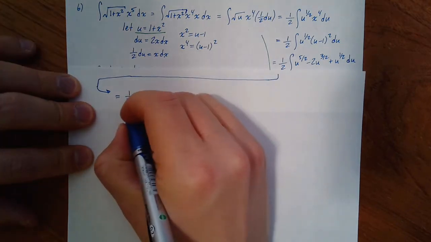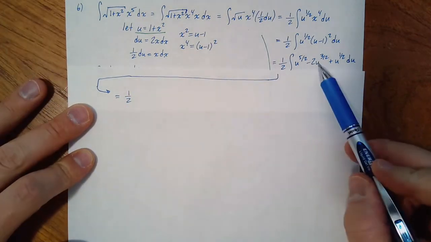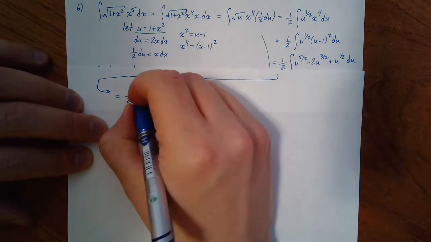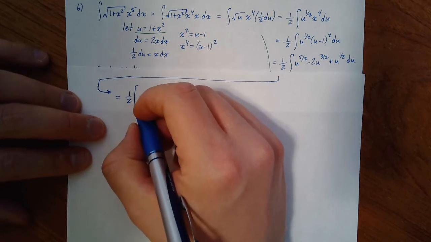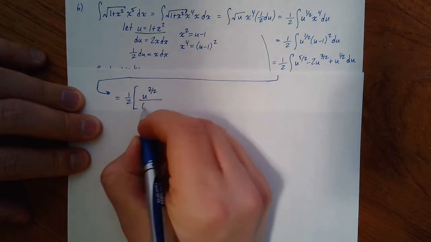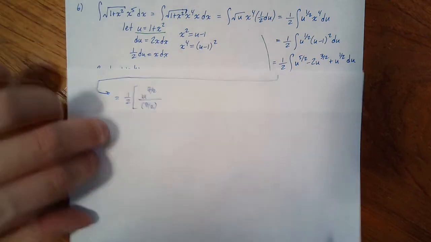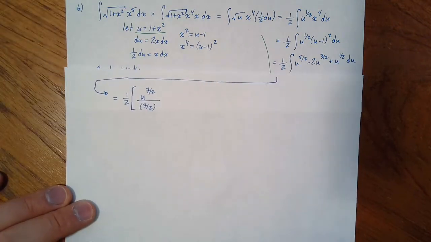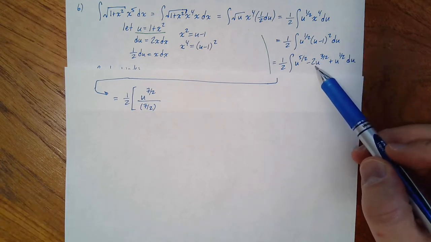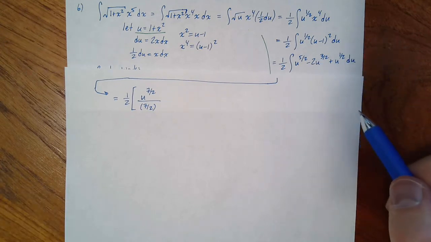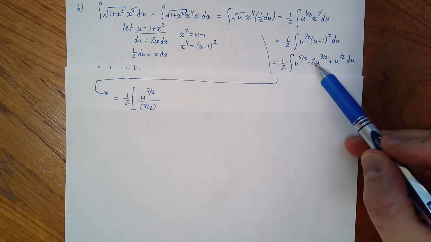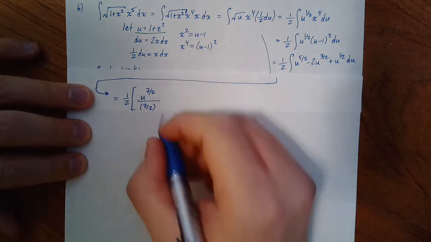We've got 1/2. Now we're going to do the power rule on each one of those terms. If I do the power rule on u to the 5/2, I'm going to get u to the 7/2 divided by 7/2. That's the power rule applied to u to the 5/2. Now for the 2u to the 3/2, that 2, remember constant multiples, you can just tuck them off to the side and handle them afterwards. So really we can just do power rule on u to the 3/2 and then multiply the -2 back on after.